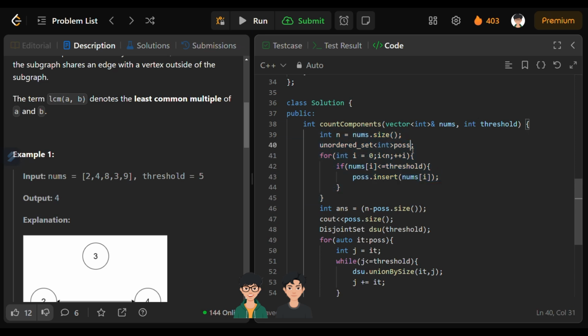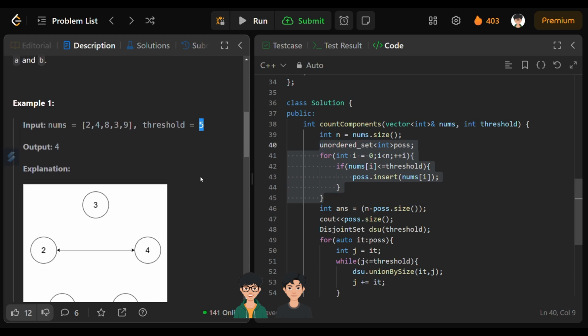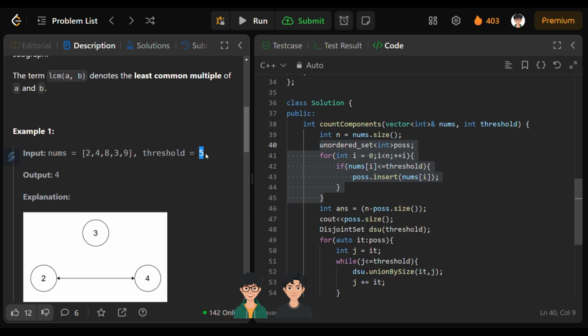Here I have taken a set, and I have inserted the numbers which are less than or equal to the threshold. So to sum up, the problem now gets shortened into one thing: you have to make the graph only for those elements which are less than or equal to 5. The elements which are greater than 5 will be single only; they can't get connected with anyone because their LCM will be greater than 5 only. So they are basically single nodes.